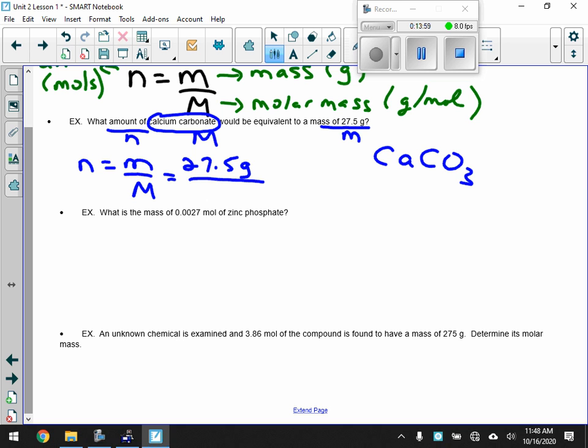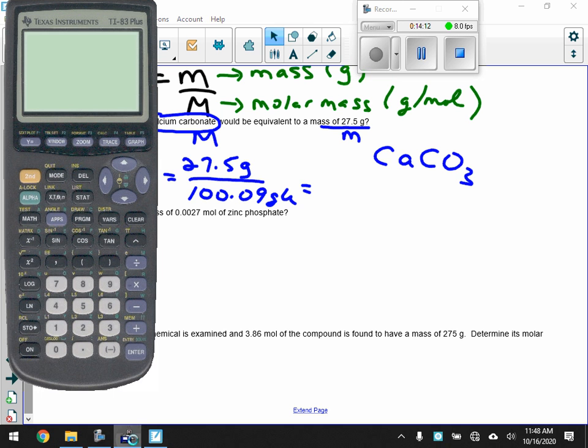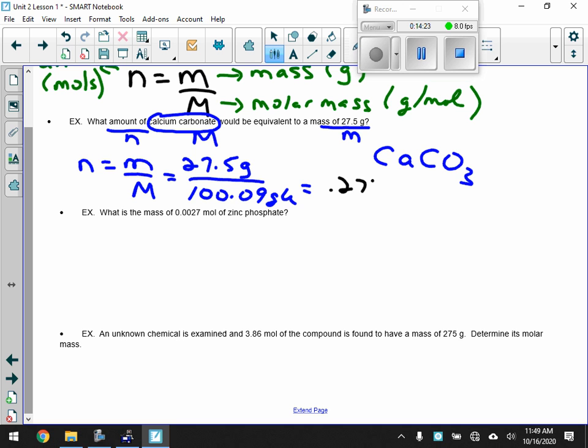Oh, yeah, I think it is. 100.09. Does that sound right, somebody? Yeah. 100.09 grams per mole. And I'll tell you really quickly here if that's right. I think it is. And if we do that, what is it? 27.5 divided by 100.09. We get, yeah, that's right, 0.27475 moles, of course, because remember, grams and grams cancel, right?